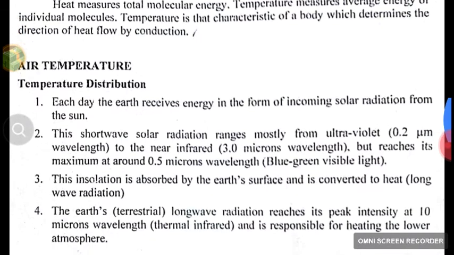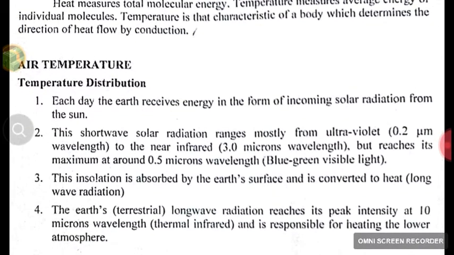Let's see what is air temperature and how it is distributed. Air temperature distribution. Each day, the Earth receives energy in the form of incoming solar radiation from the Sun. This short wave solar radiation ranges from ultraviolet to near infrared, that means 0.2 micrometers to 0.3 micrometers, but it reaches maximum around 0.5 microns wavelength, that is blue-green visible light.